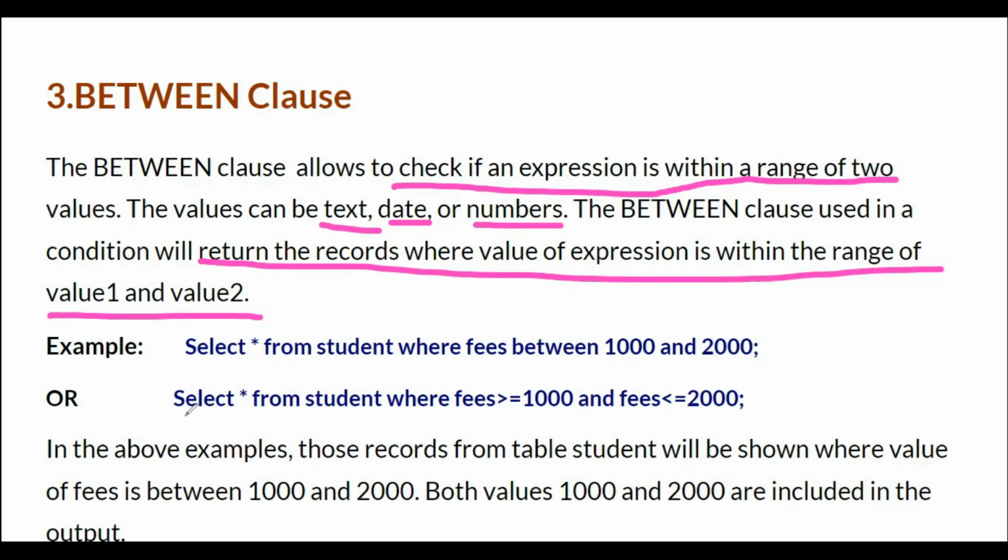So when you are doing this kind of operation, you can change that into a between statement. We will start with the AND statement. Select star from student where fees is greater than or equal to 1000 and fees is less than or equal to 2000. The range will be 1000 to 2000. The same query can be written in the form of between. Select star from student where fees is between 1000 and 2000. This 1000 is also included and this 2000 is also included. So 1000 to 2000 will be taken into consideration. So instead of AND statements, you can go with between statements.